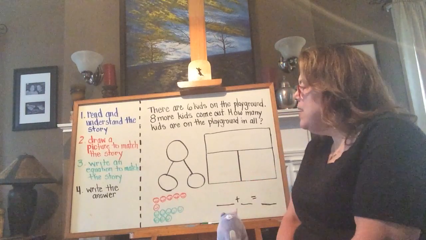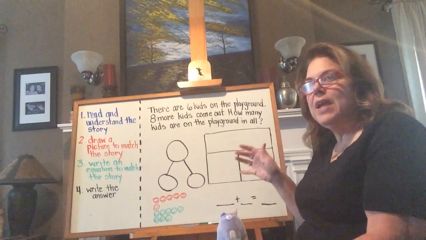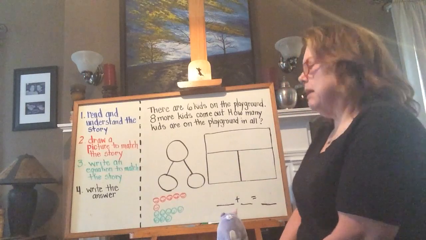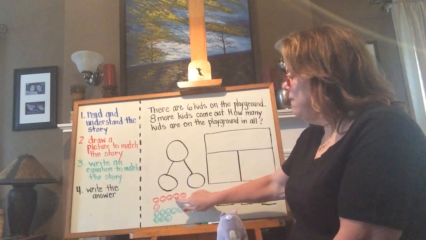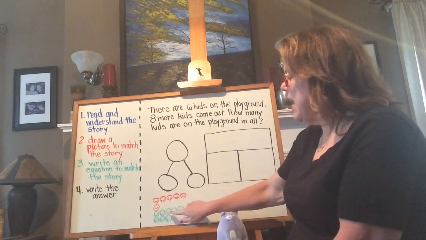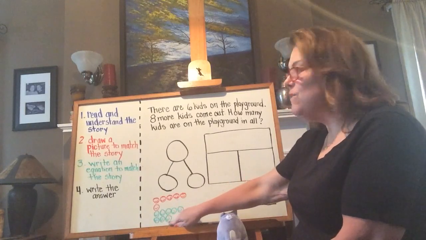Good. Now what they want us to do is find out how many kids are all together. So what do we have to do? We have to count them all. So let's count. Looks like a lot of kids. Ready? 1, 2, 3, 4, 5, 6, 7, 8, 9, 10, 11, 12, 13, 14.